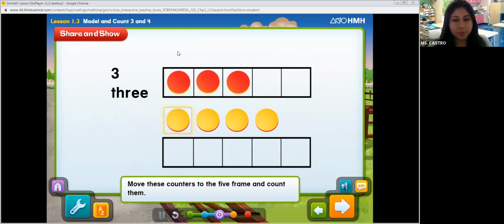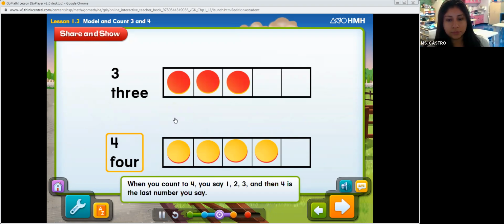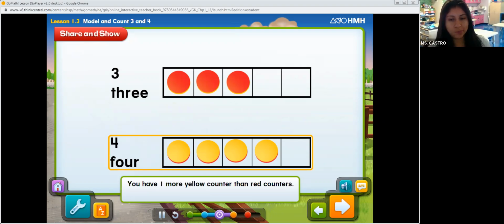Now again, Miss Castro is going to move the yellow counters this time into the 5 frame. And pay very close attention to where the first one goes. 1, 2, 3, 4. You have 4 counters. When you count to 4, you say 1, 2, 3, and then 4 is the last number you say. 1, 2, 3, 4. 4 is one more than 3. You have one more yellow counter than red counters.